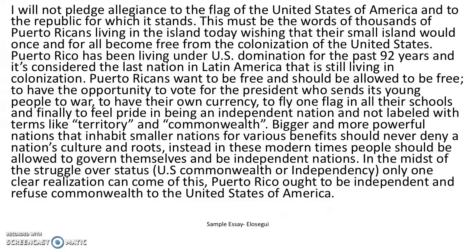So this is a sample essay, and it has a really good hook. It's a really good, strong introduction paragraph to an argumentative essay.